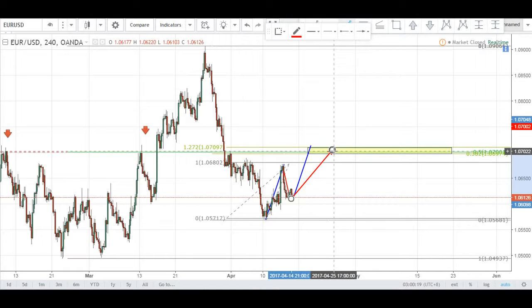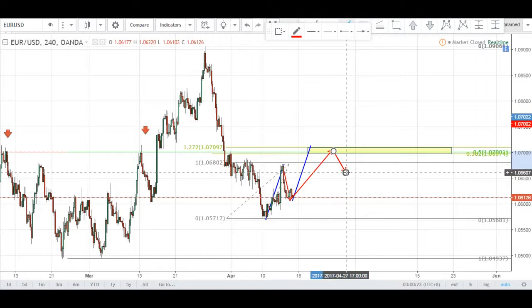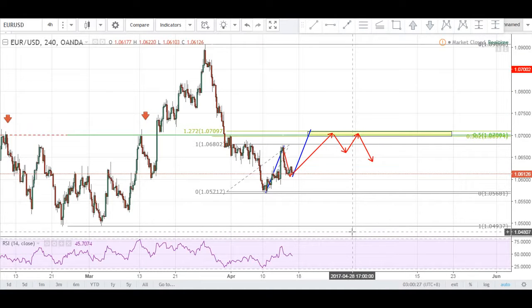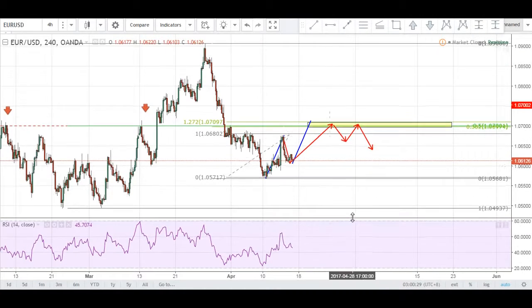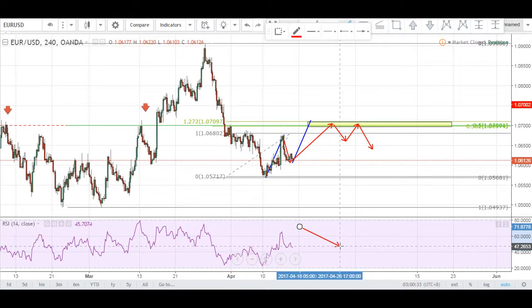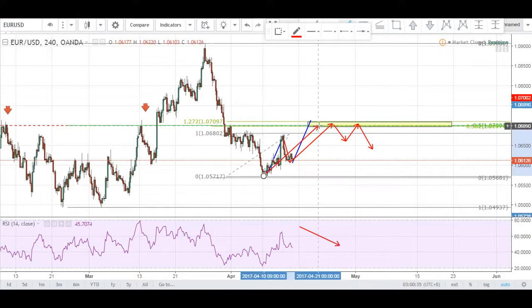If you would be more conservative, you could wait for price to have a double top before you look to short the market. If you wanted to include RSI in this, you could possibly wait for price to make higher highs. However, the RSI could make lower highs, suggesting weakness in this trend right here, and you can short the market like this.